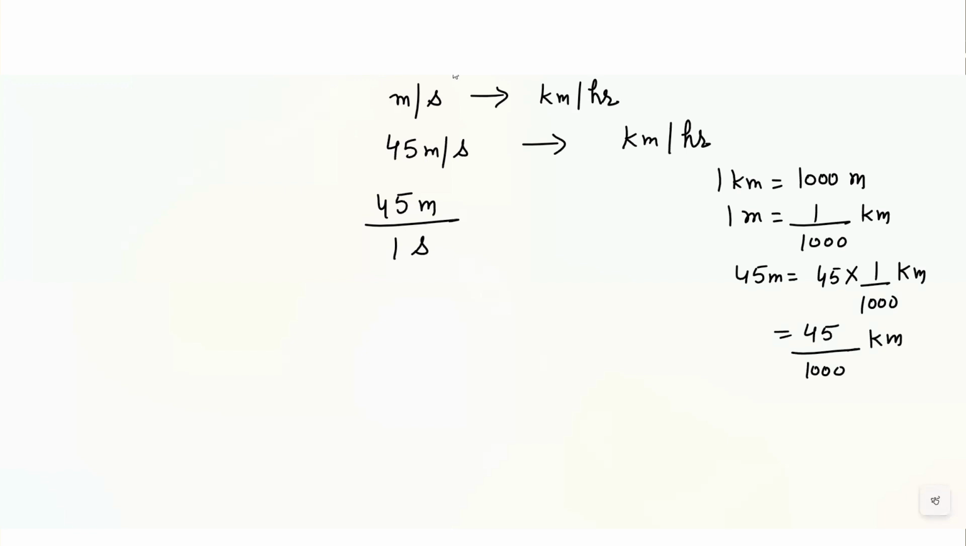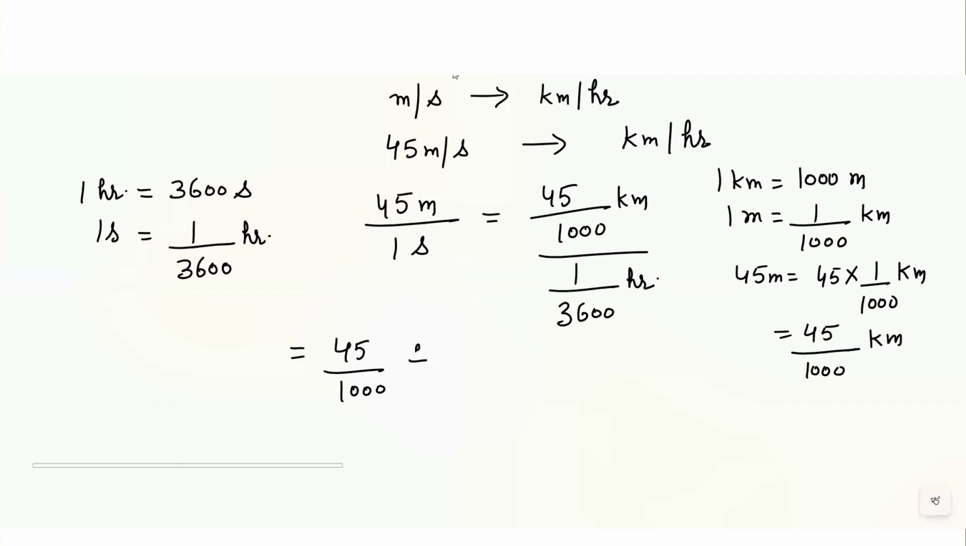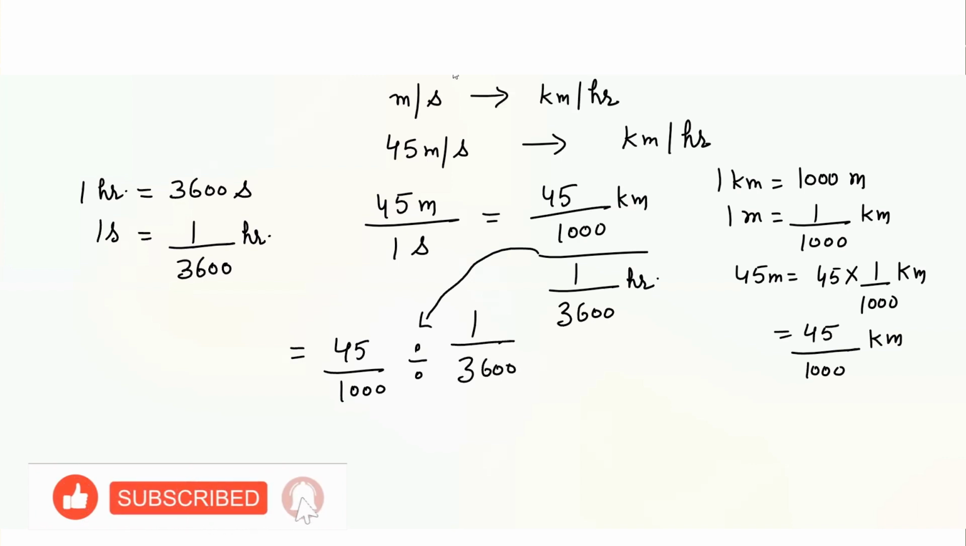Similarly, 1 hour we already did, it is equals to 3600 seconds. That means 1 second is equals to 1 divided by 3600 hours. So now we will put the values here. That means in terms of 45 meter, we'll write down 45 over 1000 kilometer. In place of second, we'll write down 1 over 3600 hour. Now it's a fraction division. That means I can write it as divided by, this particular symbol means divided by. So the fraction division, I hope you are clear with.